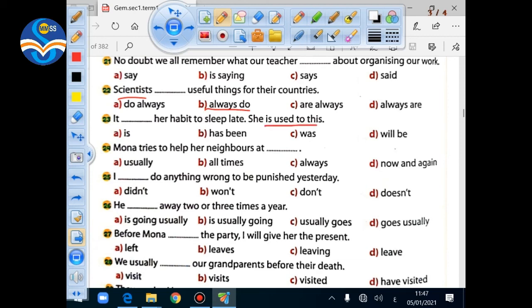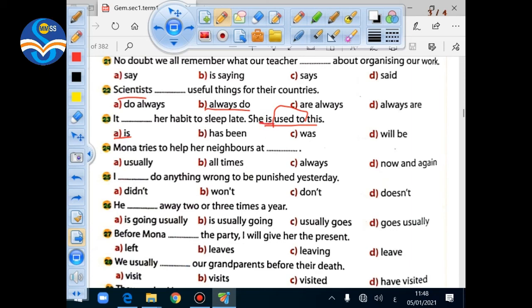It is her habit to sleep late. She is used to this. When I say "is used to this", that means that she is not doing it anymore. She is doing it right now. It's her habit right now. So it is her habit. Because we've got "is", so "is" means that it is in the present.